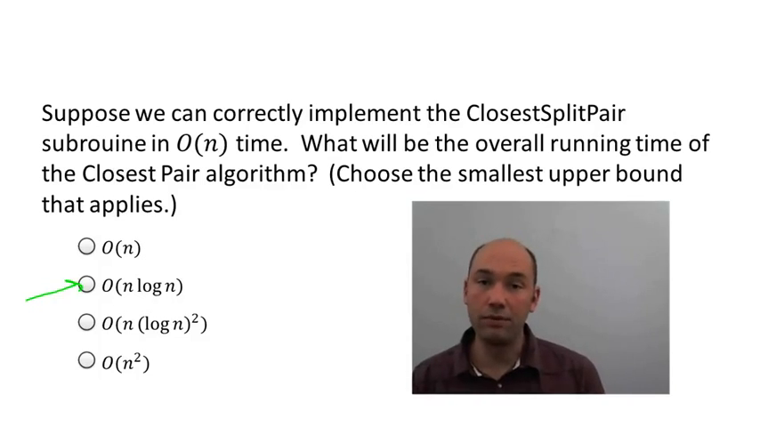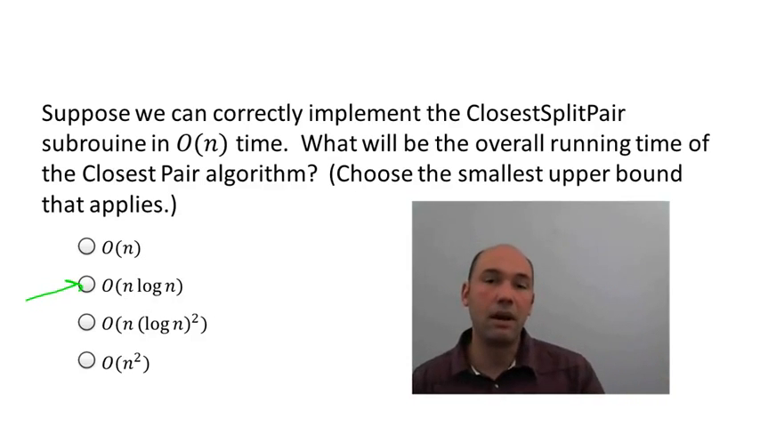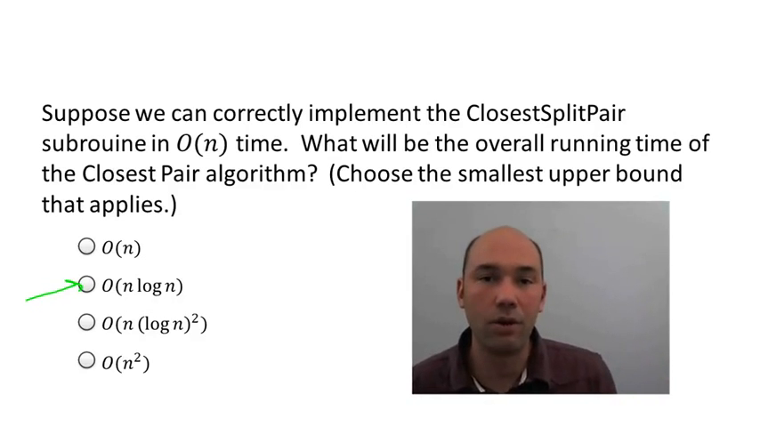And remember, that's what we were shooting for. We were working toward n log n already to solve the one-dimensional version of closest pair, and the goal of these lectures is to have an n log n algorithm for the 2D version. So this would be great. In other words, the goal should be to have a correct linear time implementation of the closest split pair subroutine. If we can do that, we're home free. We get the desired n log n algorithm.